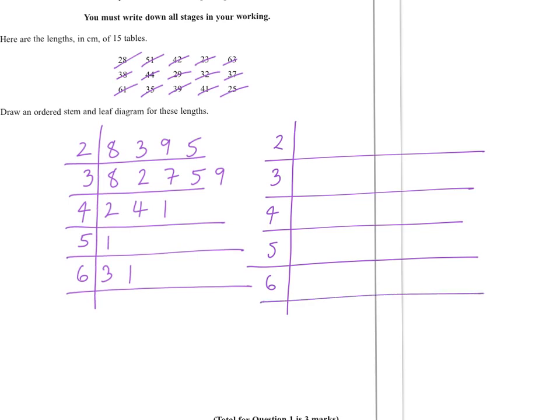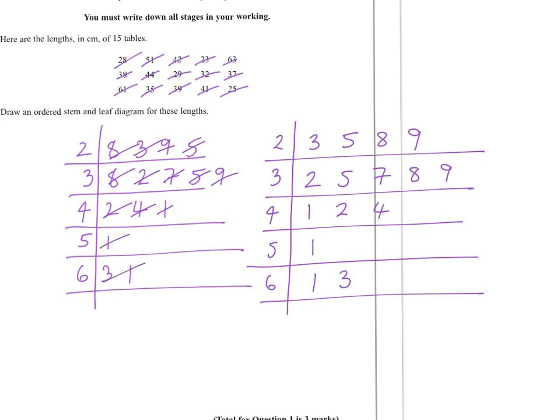So for this one here, we'll have 3, 5, 8, then 9. Then here, 2, 5, 7, 8, 9. And then 1, 2, 4. A 1, and then 1 and 3. So this is how the final outcome should look like, and that's an ordered stem and leaf diagram.